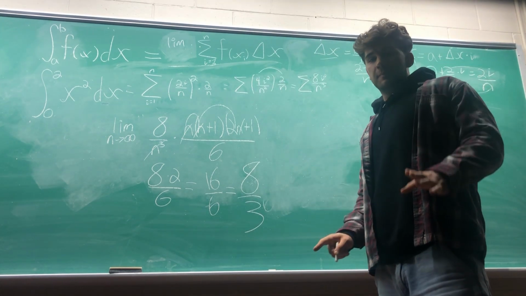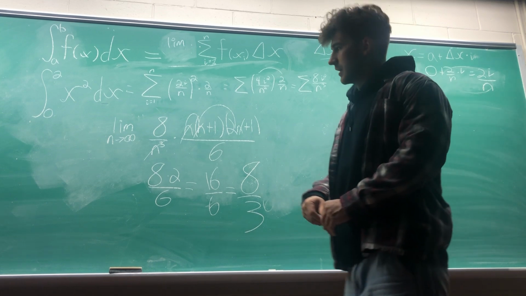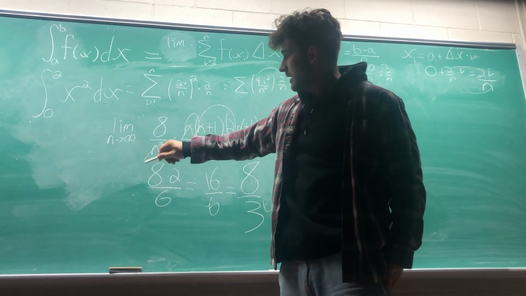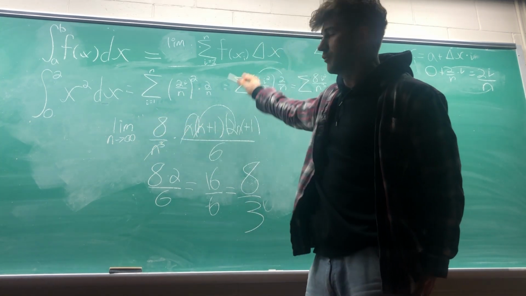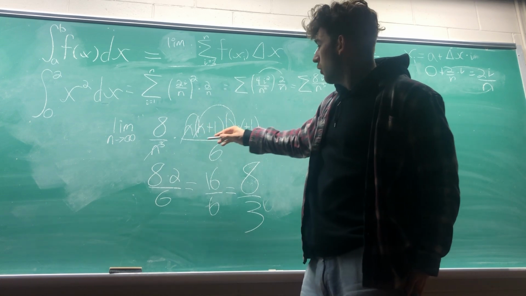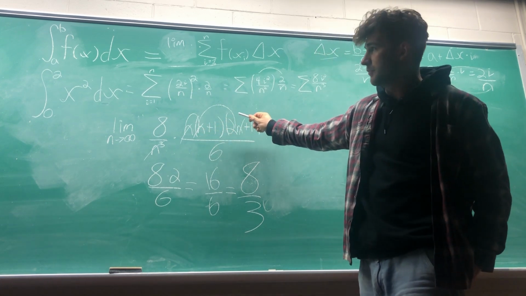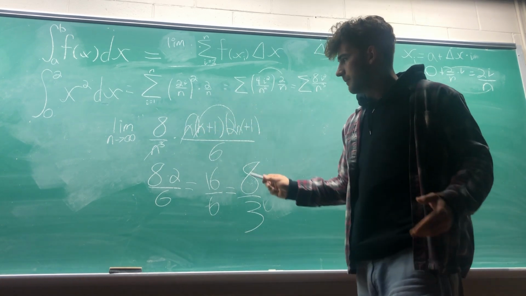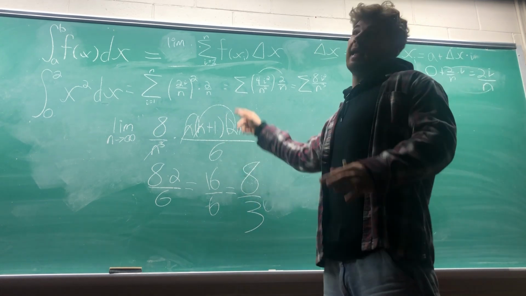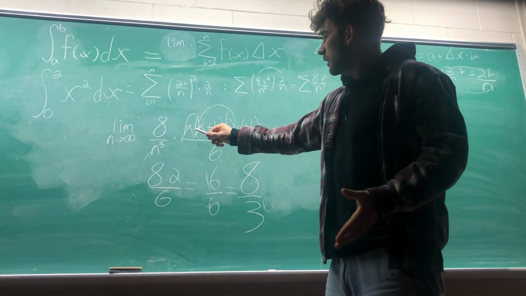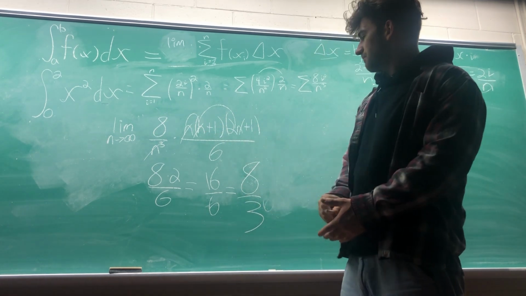A couple of things to remember from this. You don't need to write the limit until you get here and you've got rid of your summation formulas. Once you've replaced the summation with the formula, don't worry about expanding it all out. Just kind of look at it and see what you have.